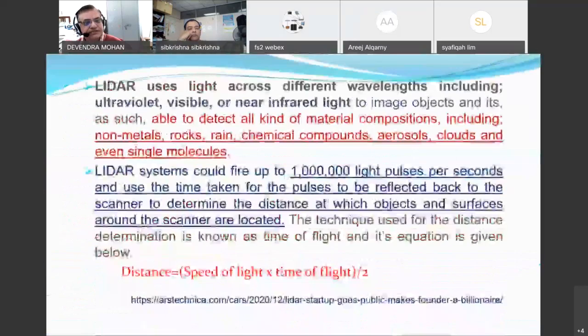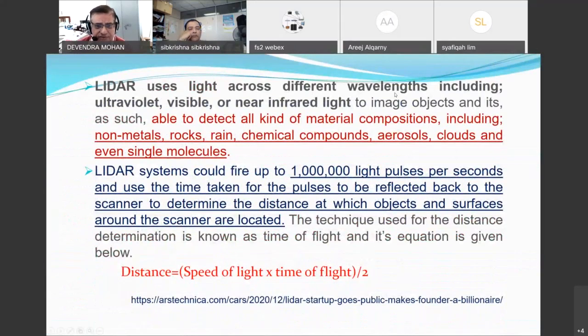So LiDAR uses light across different wavelengths. LiDAR can use various wavelengths, either ultraviolet, visible or near infrared, to image the objects, and it is thus able to detect all kinds of material compositions, including non-metals.